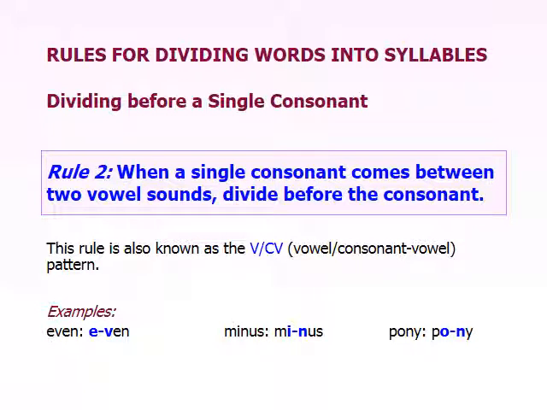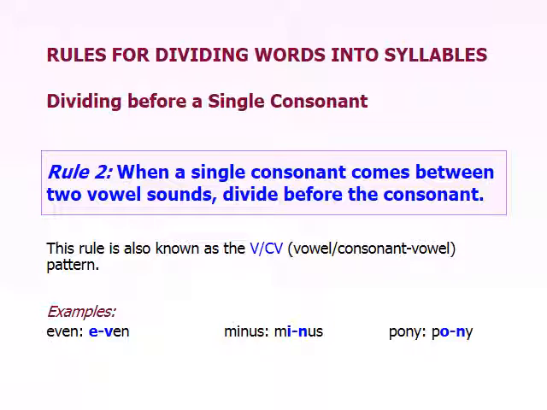Our next one is when a single consonant comes between two vowel sounds, divide before the consonant. Okay, so this one is going to be called the VCV. Remember, our last one was called the VCCV, but this one there's only one consonant rather than two. So in this case, we divide before the consonant.